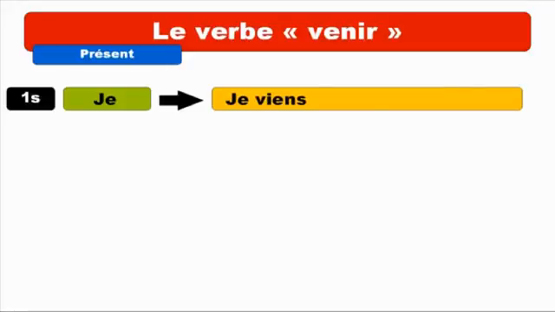Repeat. Je viens. You can notice that it's ending with S, but we don't pronounce it. So we actually only pronounce V. So the V and then the ya.